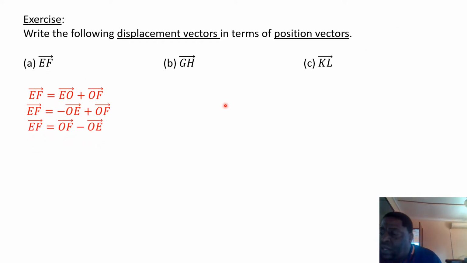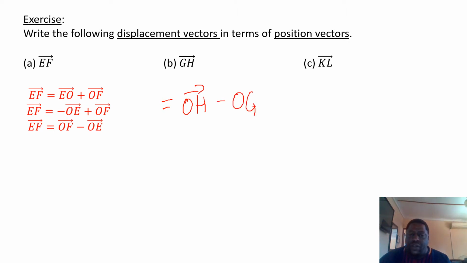If you had to write that down, then you will probably realize that it's the position vector of the second point minus the position vector of the first point. That is going to allow you to get to that. Okay, so how would you do this one? So of course this one would become nothing but the position vector of the second point, which is OH, minus the position vector of the first point, which is OG. The same applies here. Position vector of the second point minus position vector of the first point.